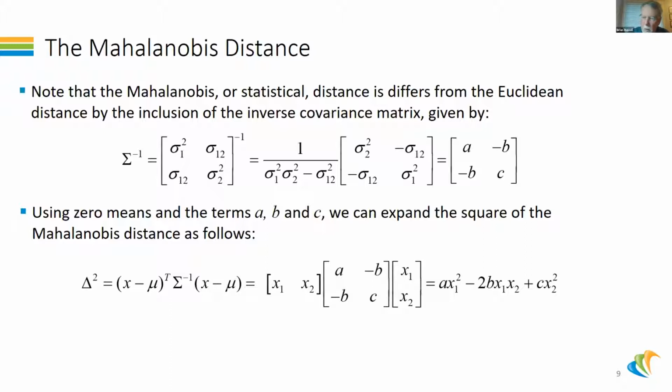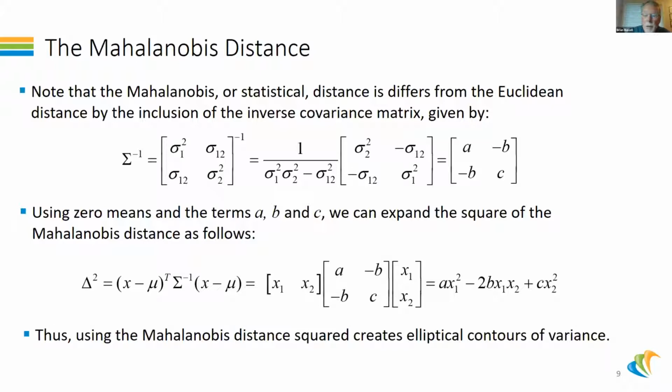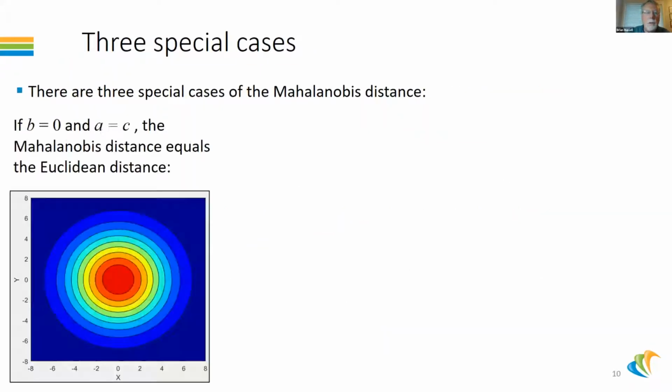So I'm sure you're familiar with this. So if b was 0, of course, it wouldn't be rotated. B is the rotation. So let's look at 3 different special cases. If b is equal to 0 and a equals c, you get the Euclidean distance, just a circular set of points. And so sigma would be equal to basically 1, 1 or 2, 2, 0, 0.